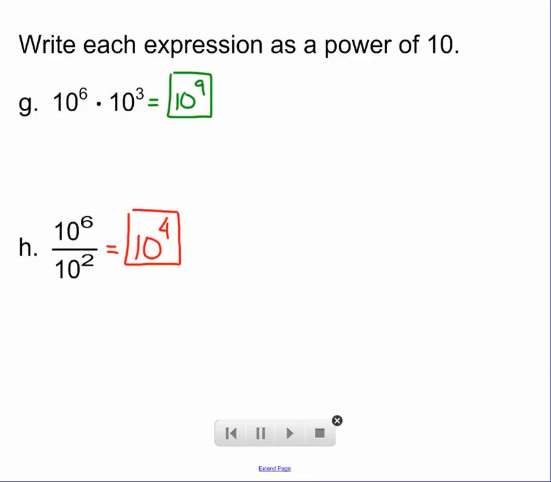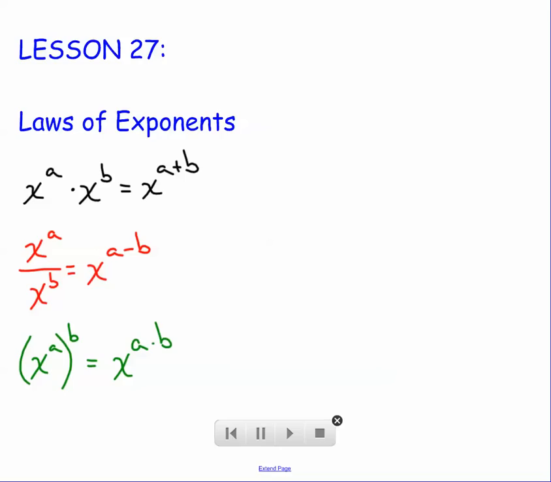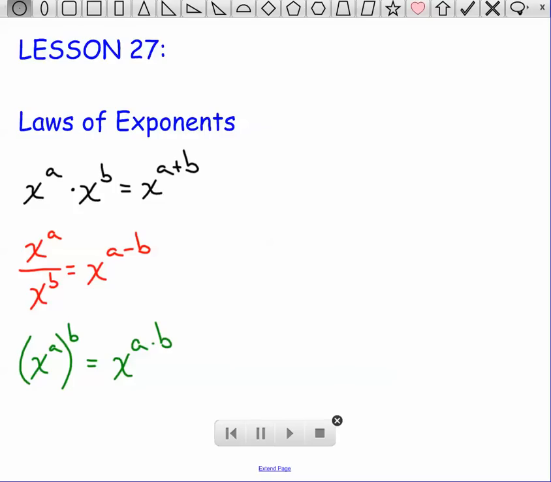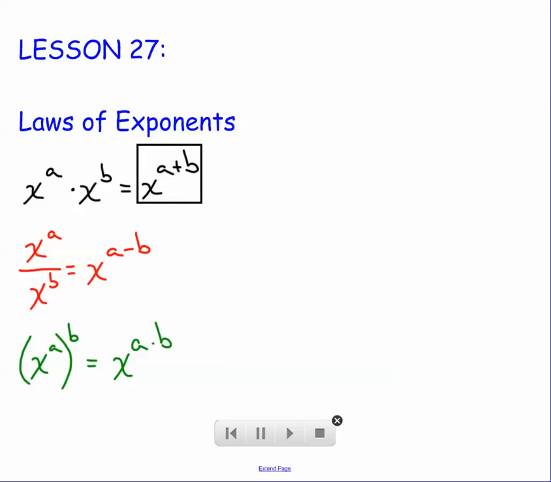Okay, and that's it. So we've got three very basic properties here. When you're multiplying exponents with the same base, you add their powers. When you're dividing exponents with the same base, you subtract their powers. And when you're raising a power to another power, you multiply their powers.